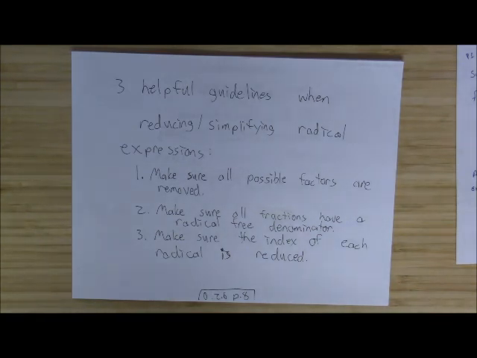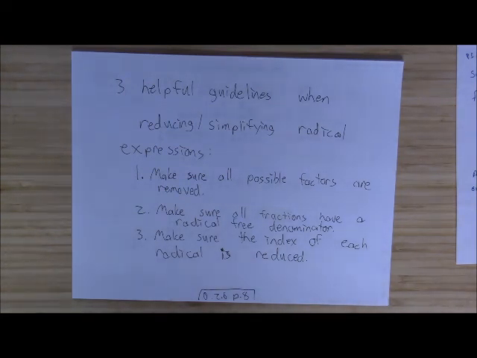Here are 3 helpful guidelines when reducing and simplifying radical expressions. First, make sure all possible factors are removed. Secondly, make sure all fractions have a radical-free denominator. And finally, make sure the index of each radical is reduced. So these correspond to several examples in the last 3 sections, and these are just 3 helpful things to take away.